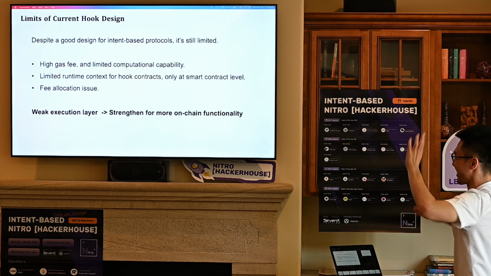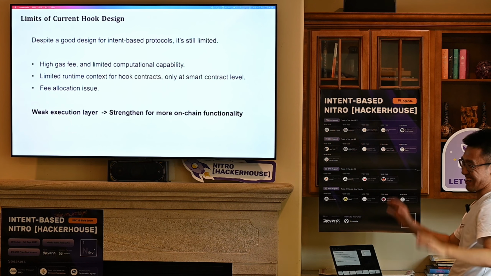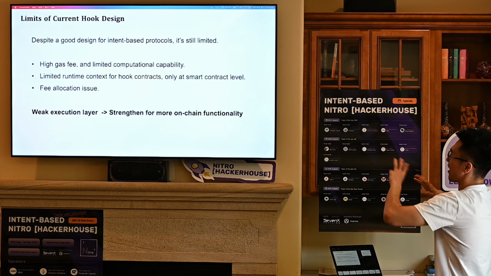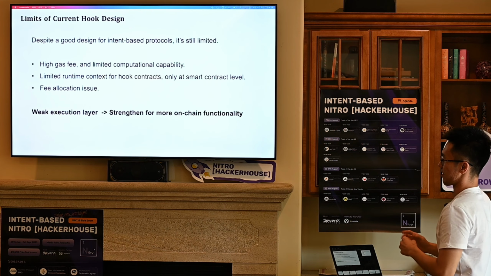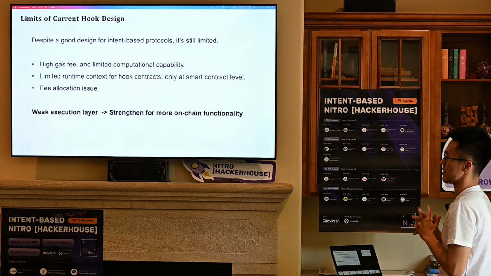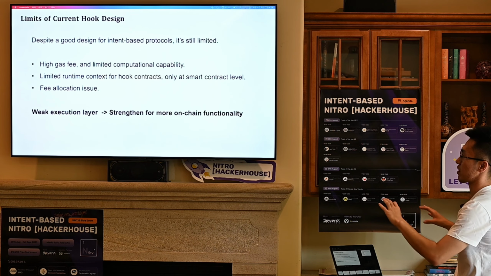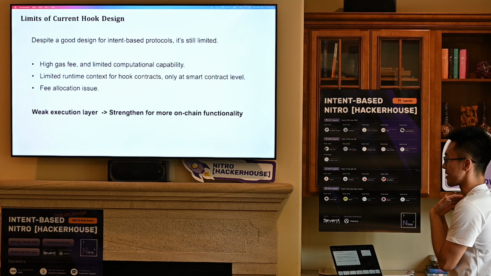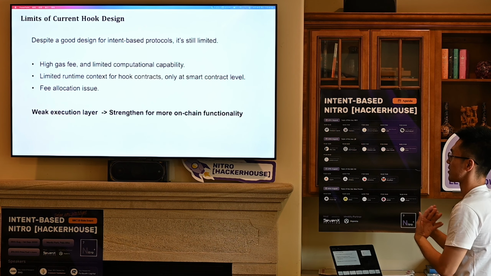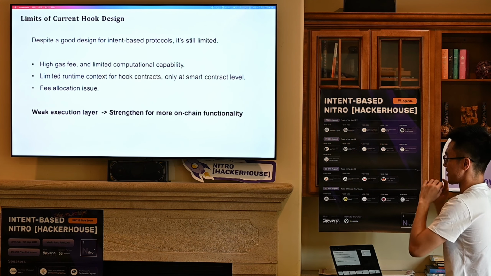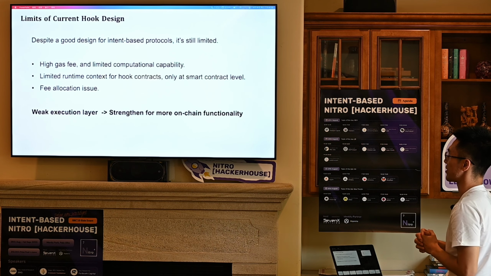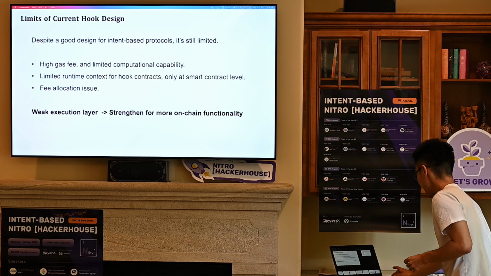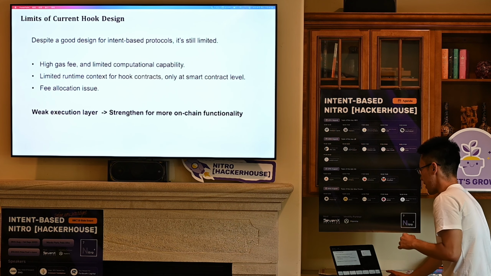I don't know if I explained this clearly, but if you have any questions, feel free to ask anytime. So with these 3 limits, the essential reason is that the execution layer of the current hook design is weak. So in our opinion, as a layer 1, Atala, we want to make it stronger to enable higher on-chain functionality at the execution layer level.